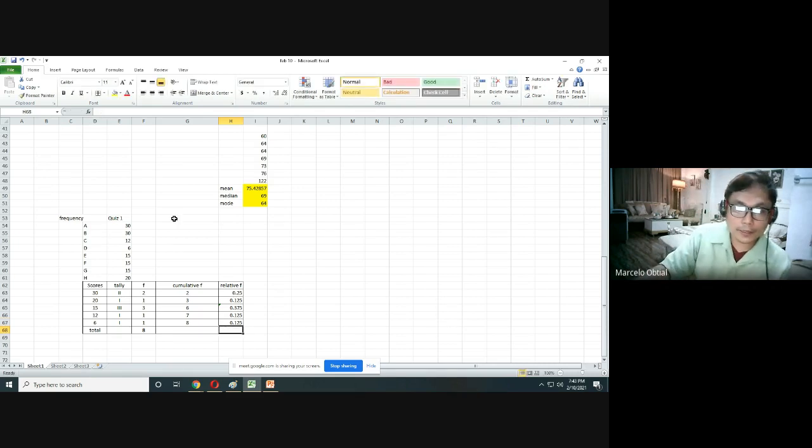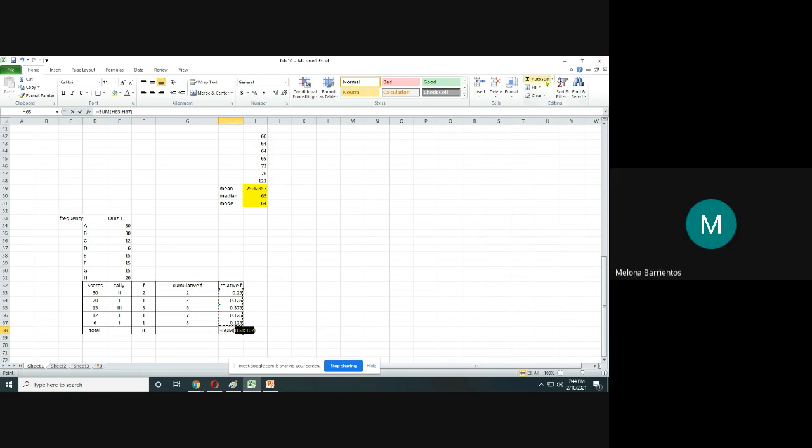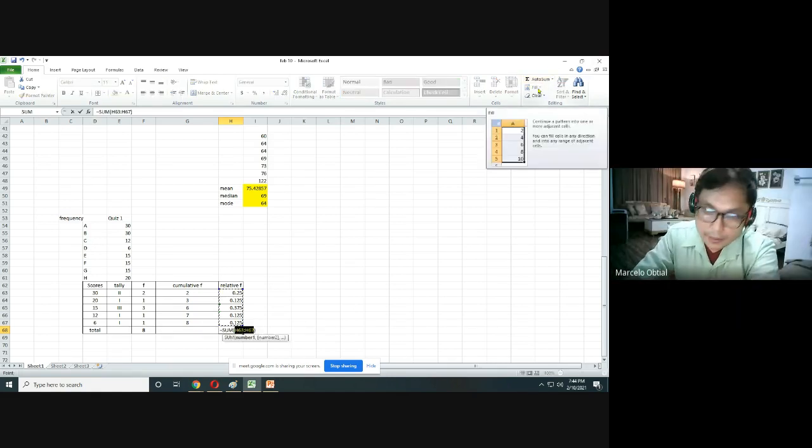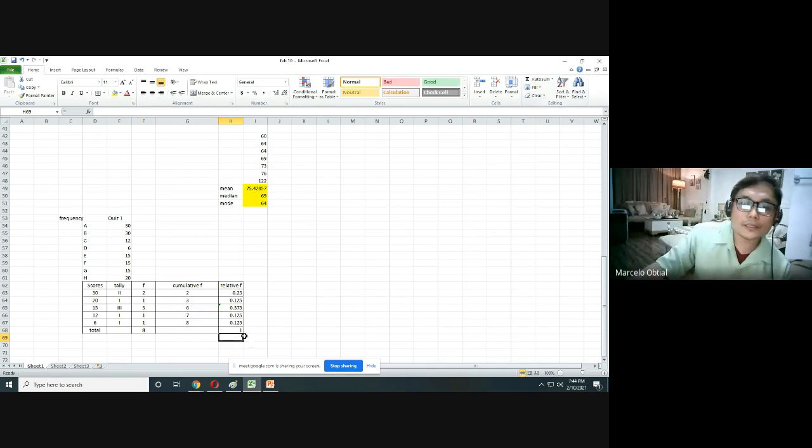Again, how to get this one, just need to divide lang natin yung frequency dun sa total, kada isa. Now, ilan dapat ang total nito kapag tinotal natin? Do you have any idea? 1. Okay, very good, 1. Auto-sum tayo, diretso. But if you want isa-isahin yan, it's up to you. As you can see, kapag inadd natin lahat, must be always equal to 1.